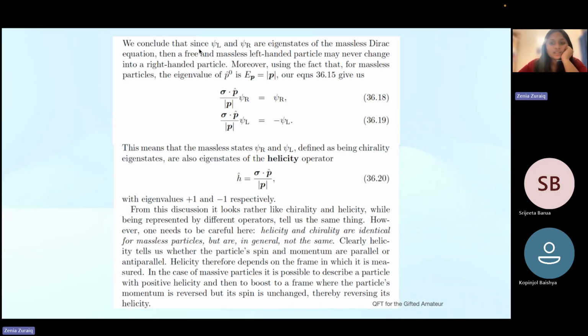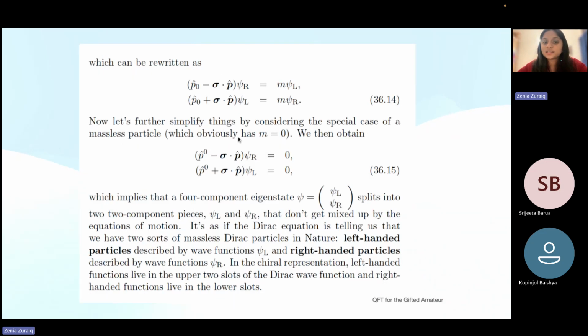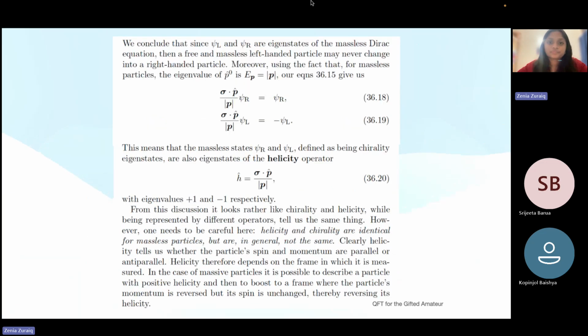So you can see that we conclude that since psi L and psi R are eigenstates of the massless Dirac equation, then a free and massless left-handed particle will never change into a right-handed particle, right? Because these are eigenstates. So that means that if something is in psi R, it will continue to be in psi R if it's massless, right? Whereas a massive particle has some information of psi L.